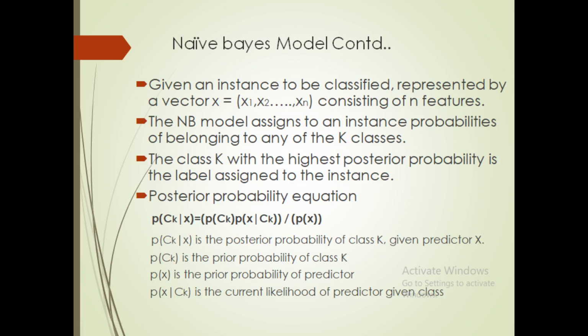Next thing is P of Ck. P of Ck is nothing but the prior probability of class k. Then we have P of x. It's nothing but the prior probability of the predictor, which is nothing but the denominator term. Then we have P of x given Ck, that is the current likelihood of predictor given class.